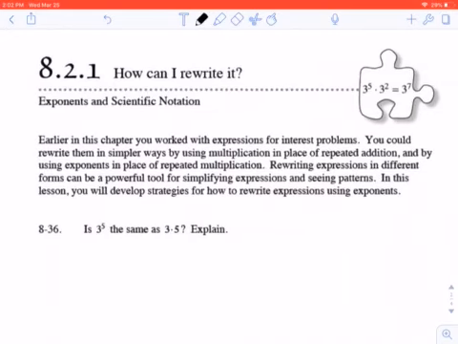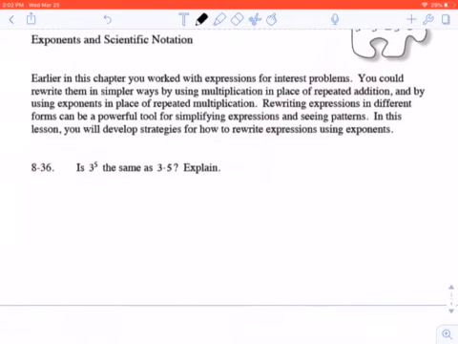Exponents in scientific notation, 8.2.1, how can I rewrite it? So I'm focused in here on this question it gives us. Is 3 to the fifth the same as 3 times 5? Explain.